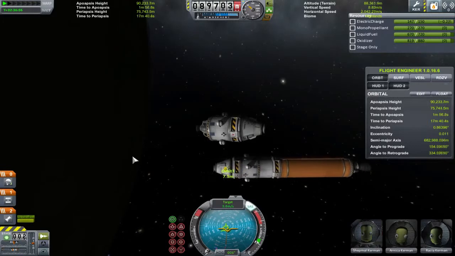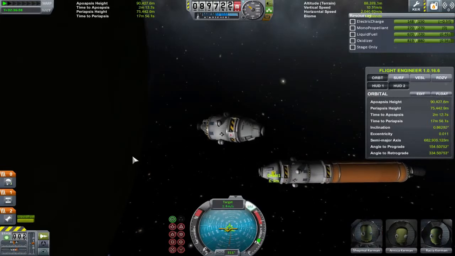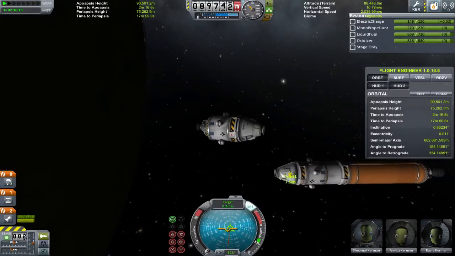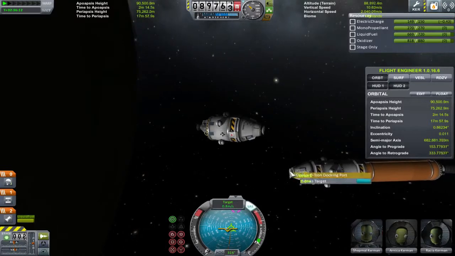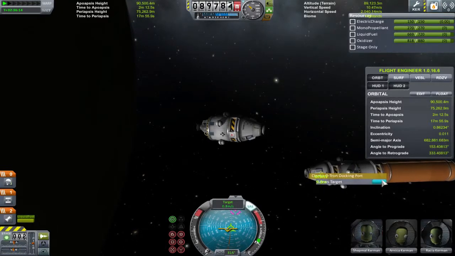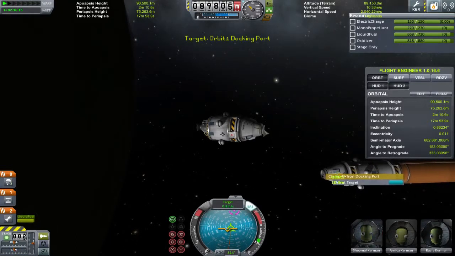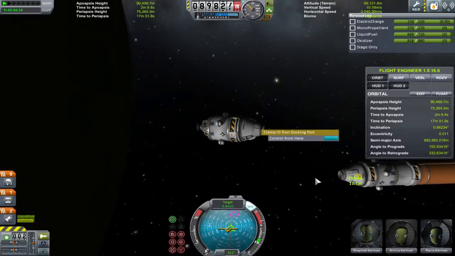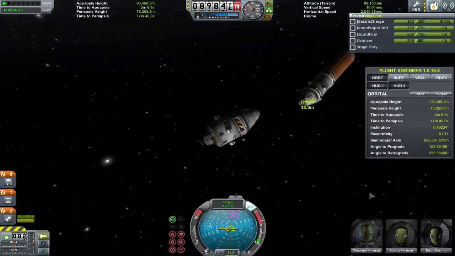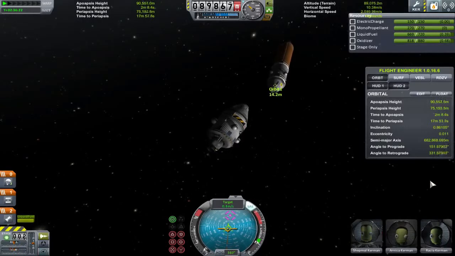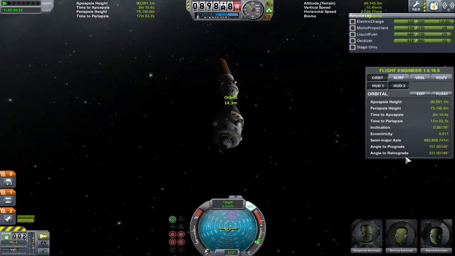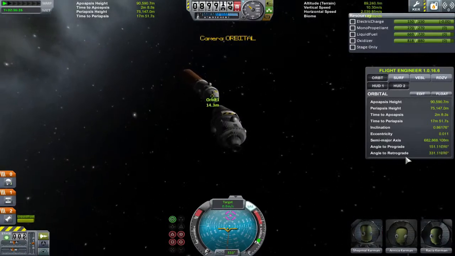So you want to just go past it here like I did. Just go past it. Make sure those docking ports are roughly looking at each other. You don't want to be trying to dock with the engine. Then right click on the docking port, set as target, right click on your own, control from here, just to make sure. That really shouldn't be necessary, but you always want to do it just to make sure.